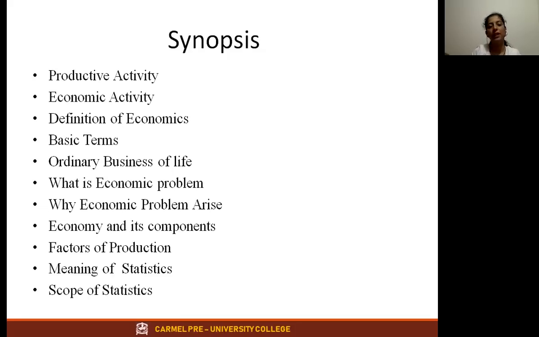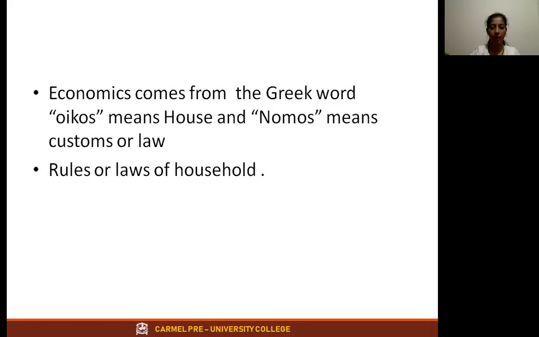So let us briefly discuss what is economy, what is economics, and the definitions given by a few economists. So what is economics? Where did this word come from? Economics comes from the Greek words oikos and nomos. Oikos means house and nomos means customs or law. So whatever you do at house, that itself is called economics.